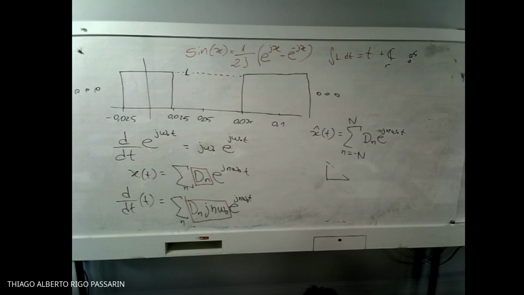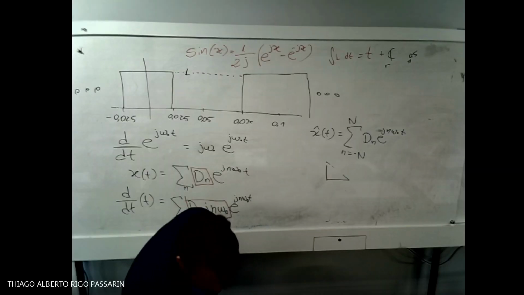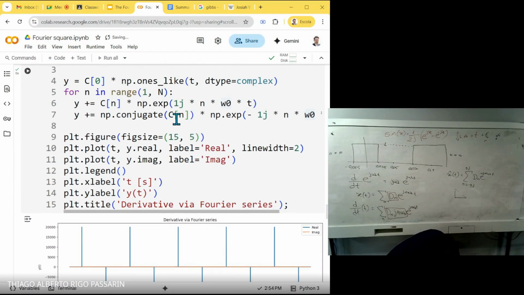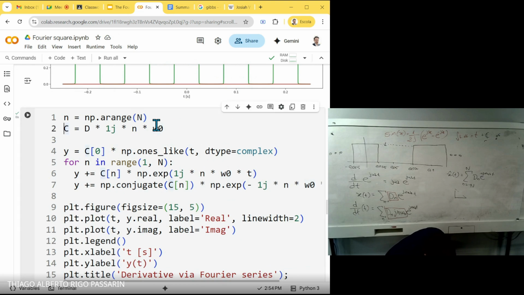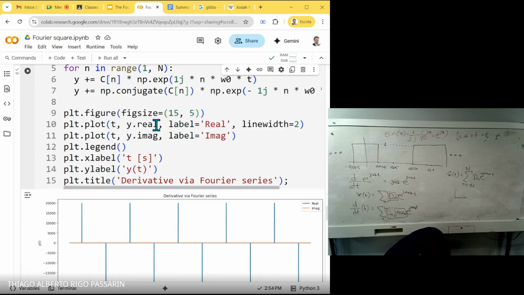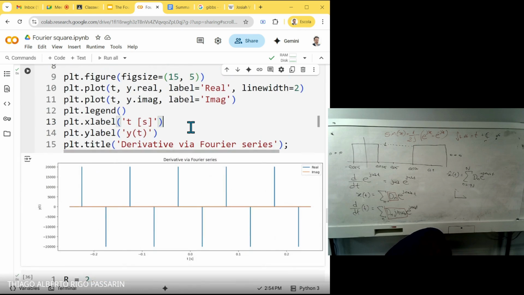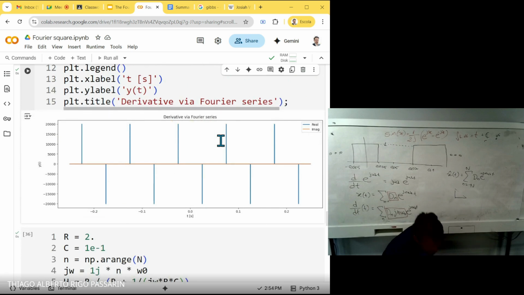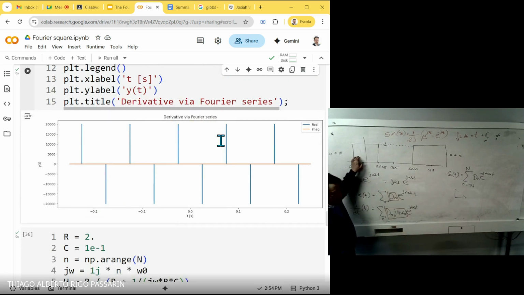Here, time domain derivative. Does it make any sense? Professor, the screen again. Okay. There. So what I'm doing is I am multiplying each coefficient dn by 1j n omega 0. And then I'm casting the signal as the Fourier series sum here. I'm calling it y of t. And here's the result. Is this the derivative of this?